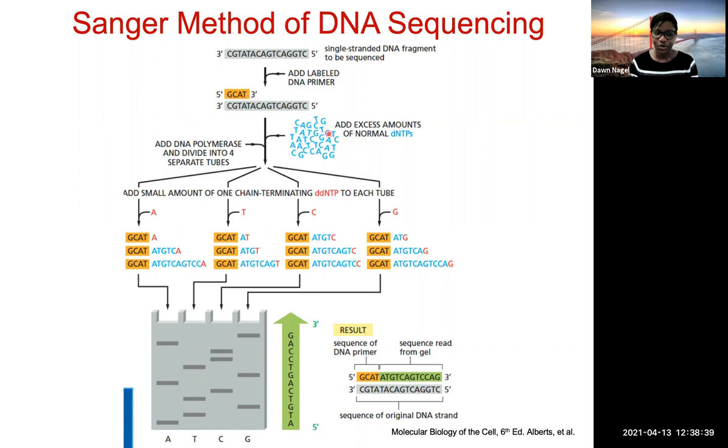So you have your primer, you will add your excess of normal nucleotides, and then you're gonna have your dideoxynucleotide, each one in each of the tubes. The reaction gets terminated whenever it gets incorporated. And then you can run it in a gel, read your sequence 5' to 3', right? That's your sequence that you just made. This is your template strand, okay?